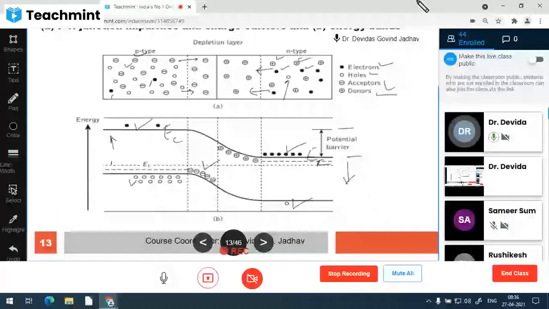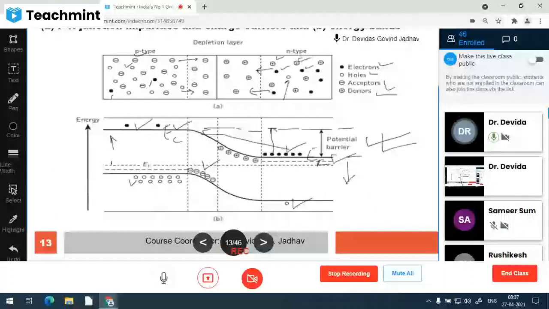The conduction energy states of p-type and n-type have a difference, and this difference is called the potential barrier. That means these electrons have a barrier, an obstacle, to go from the n area to the p area. They have to overcome this potential barrier. How can they overcome it? By taking extra energy equal to the potential barrier. If the electron energy is raised from here up to here, then they can go into the other region.